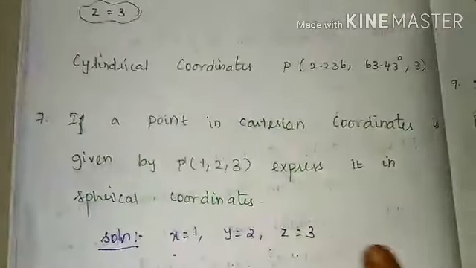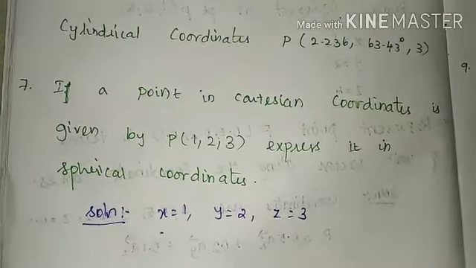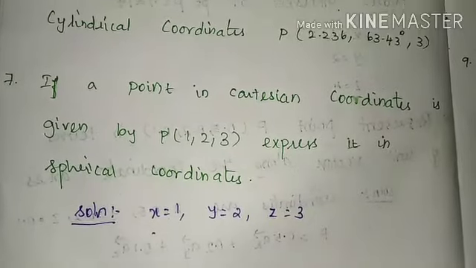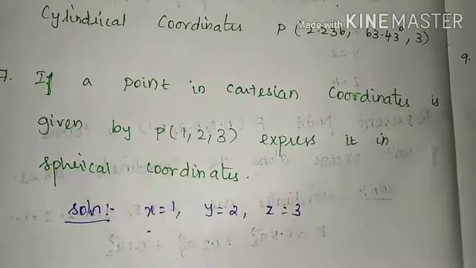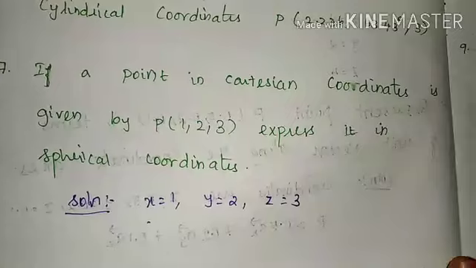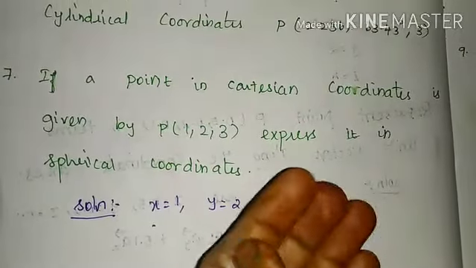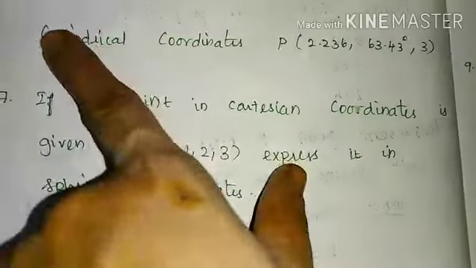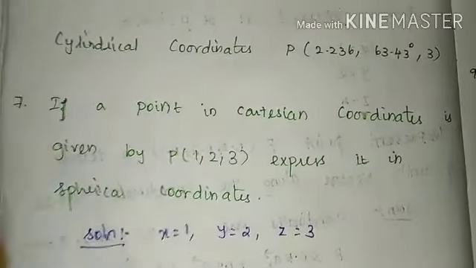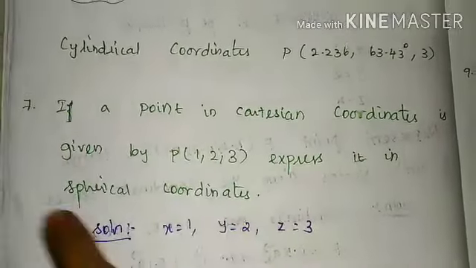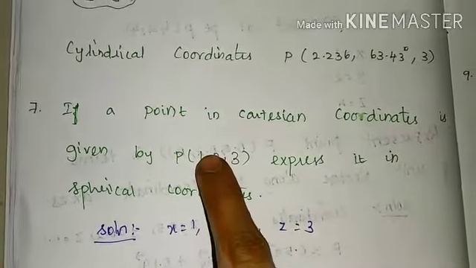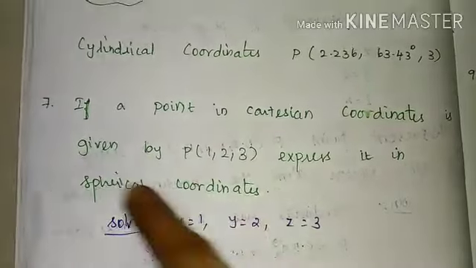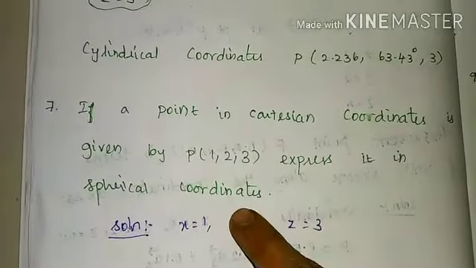See the question number 7. If a point in a Cartesian coordinate system is given by P(1, 2, 3), express it in the spherical coordinate system. In our last problem we found the cylindrical coordinates from the Cartesian coordinates. In this problem they are asking for the spherical coordinate system from the Cartesian coordinate system. In the starting of the session itself we have seen the formulas for these spherical coordinates.